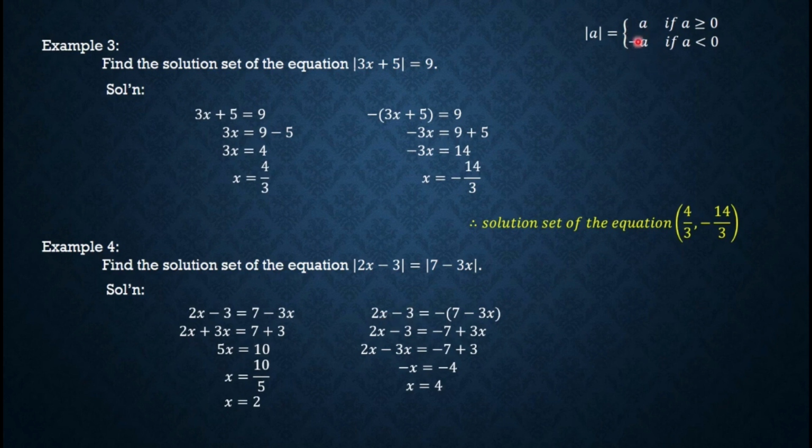For the other solution, we put negative here also. So 2x minus 3 is equal to negative 7 plus 3x. 2x minus 3x is equal to negative 7 plus 3. 2x minus 3x is equal to negative x. Negative 7 plus 3 is equal to negative 4. So we divide both sides by negative, so the result is x is equal to 4. The solution set of the equation is 2 and 4.